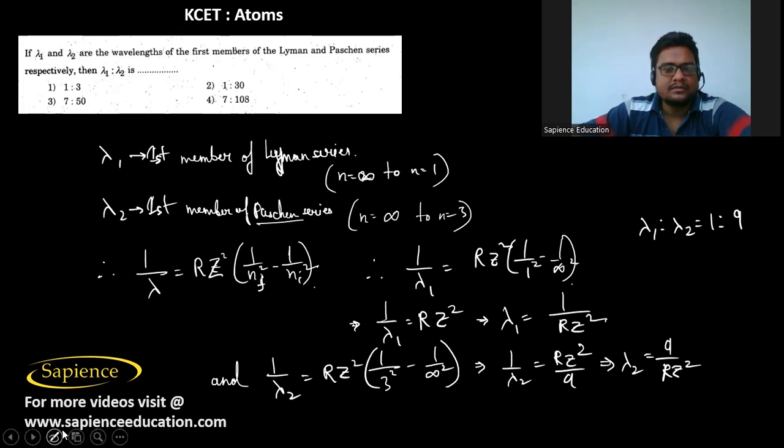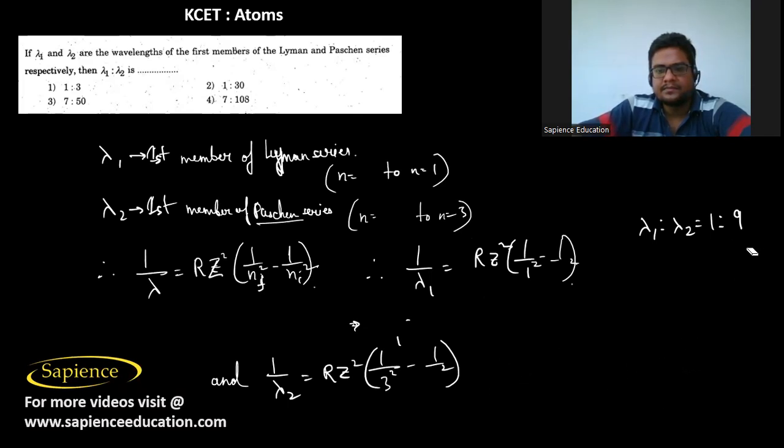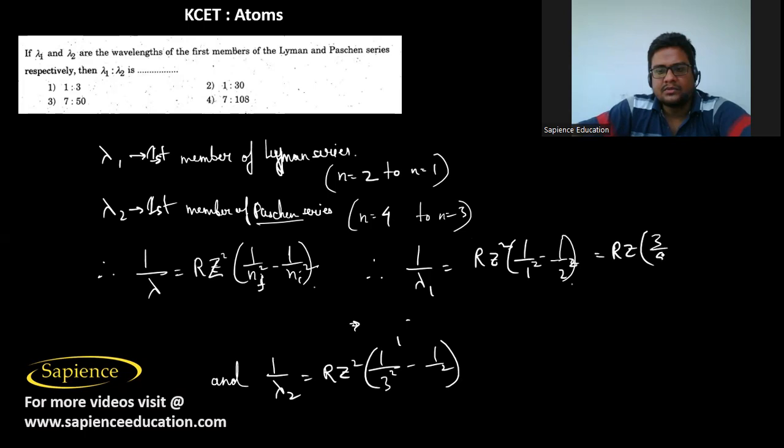so I think here first wavelength, it should not be infinity, so this part is wrong slightly. First member, it means it is from n equal to 2 to n equal to 1, and here it is from n equal to 4 to n equal to 3. So this will be from n final by 2 square. So this will be R Z square into 1 minus 1 by 4. So it is 3 by 4.